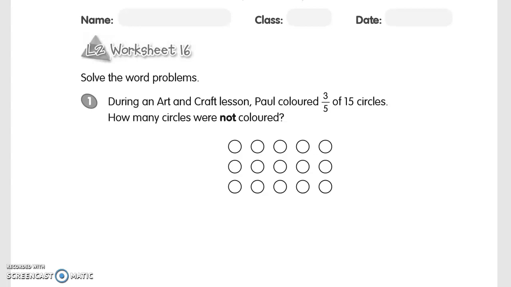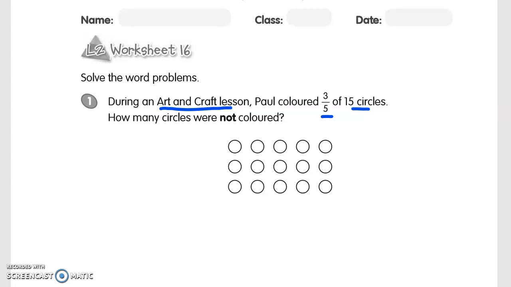Hi everyone, welcome back, and here we are at page 133 of our Targeting Math workbook, and we are still doing fraction of a set word problem. Okay, this is question 1 of page 133. During an art and craft lesson, Paul colored 3 out of 5 of the 15 circles. How many circles were not colored?